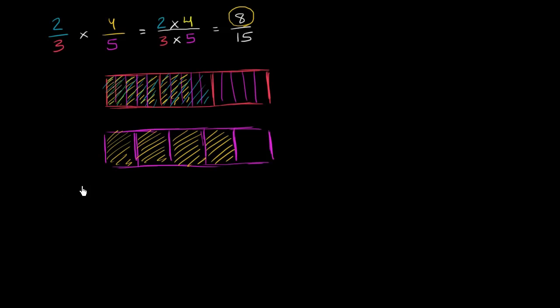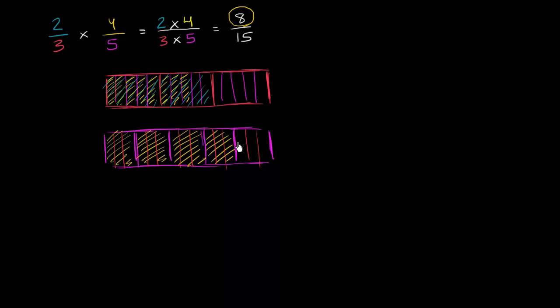Well, how can we do that? Well, let's split each of these 5 into 3 pieces. So now we have essentially 15ths again. So 1, 2, 3, 4, 5, 6, 7, 8, 9, 10, 11, 12, 13, 14, 15. And we want to take 2/3 of this yellow area.